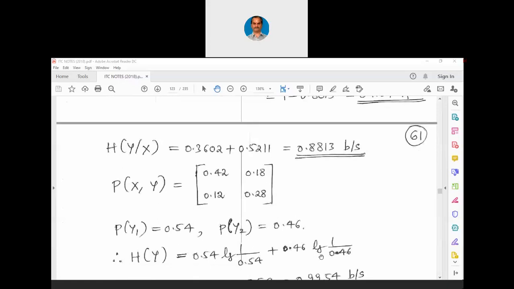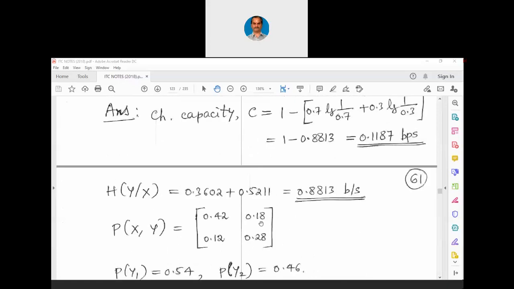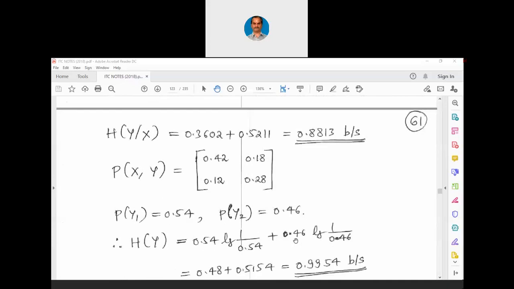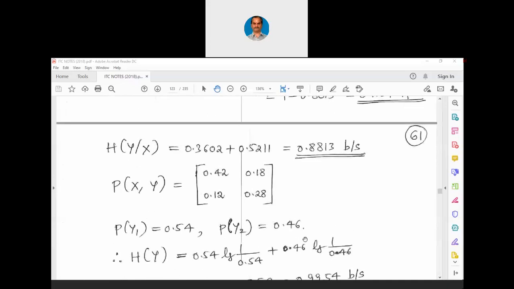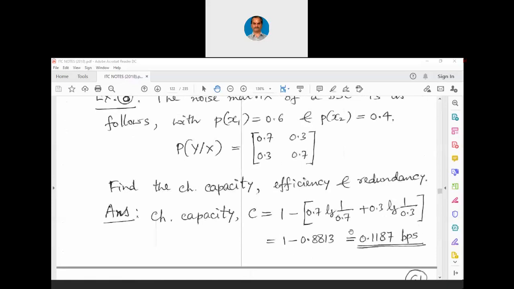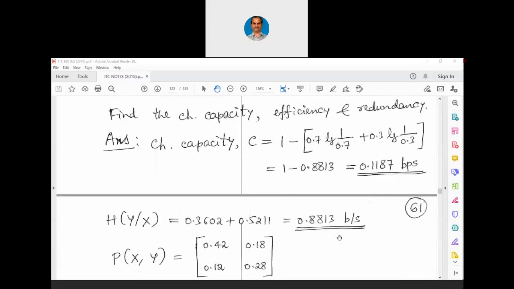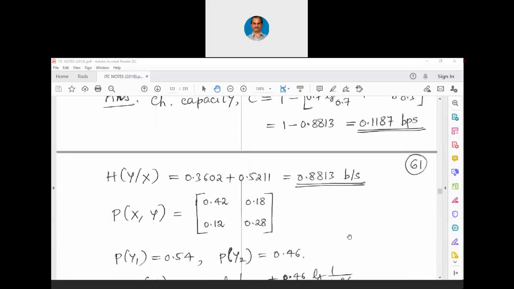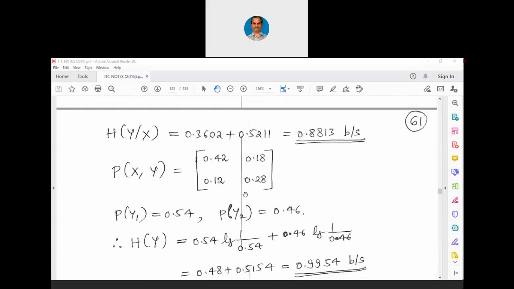So now P of Y1, why we have written the joint probability matrix? Because we have to find out the efficiency and redundancy. We have to find out H of Y also, right? For channel capacity, H of Y need not have been known. H of X slash Y would have been enough, right? But finding out efficiency and redundancy, destination entropy is required. So we have to write the JPM.